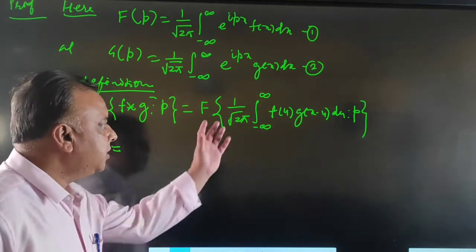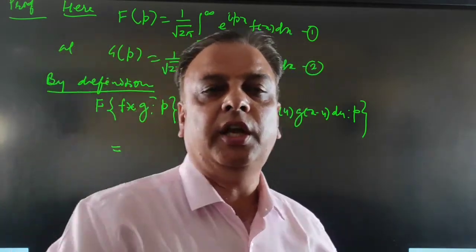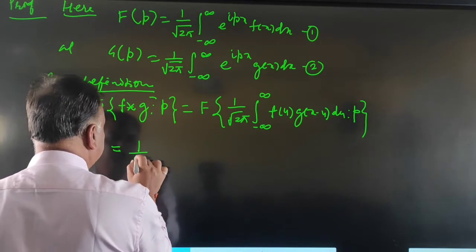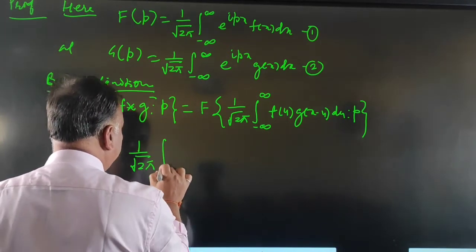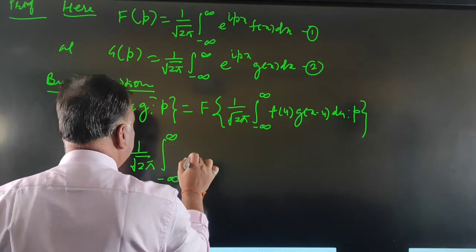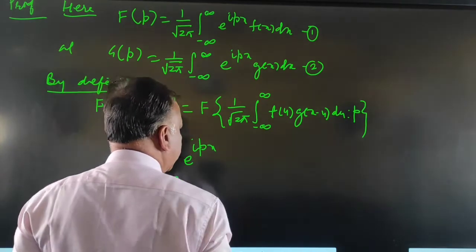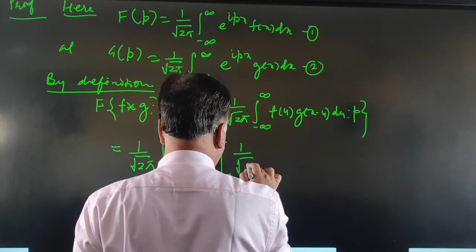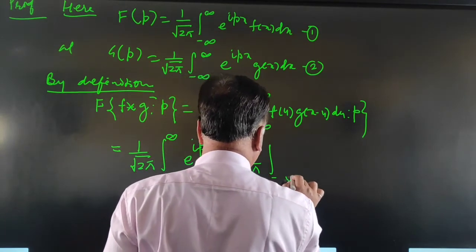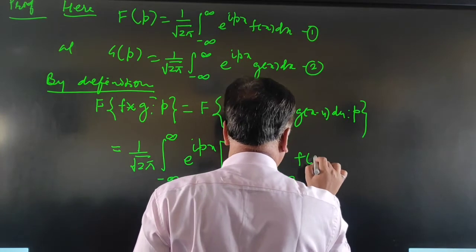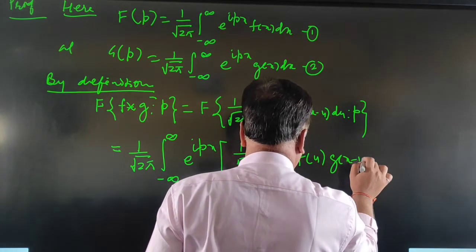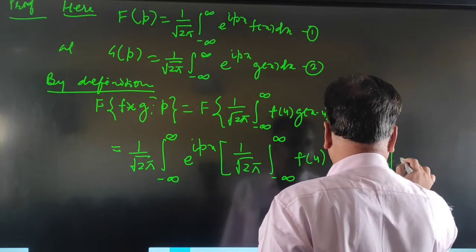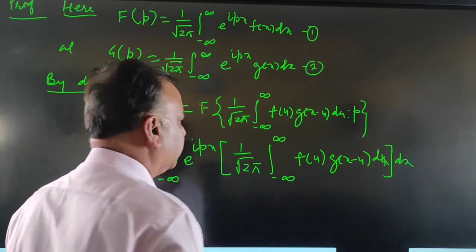The Fourier transformation of a function is the integral of e raised to iota px. So we can write the Fourier transformation of this function as 1 upon root 2 pi integral from minus infinity to infinity of e raised to iota px, and the function is 1 upon root 2 pi integral from minus infinity to infinity f of u g of x minus u du, and then integrate with respect to x.